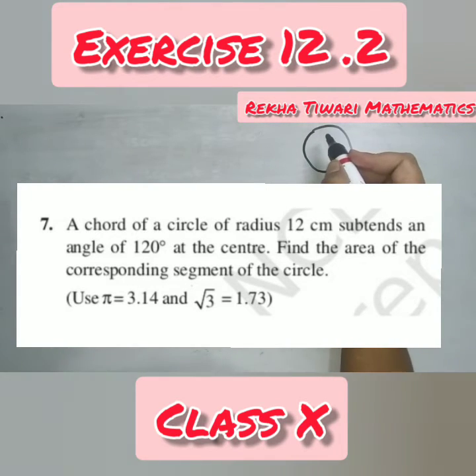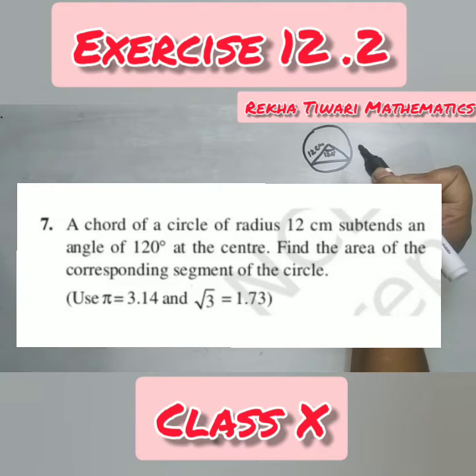A chord of a circle of radius 12 centimeter. This is the chord given to you. The radius of this circle is 12 centimeter. It subtends an angle of 120 degree at the center, so this angle is 120 degree. You have to find out the area of the corresponding segment.